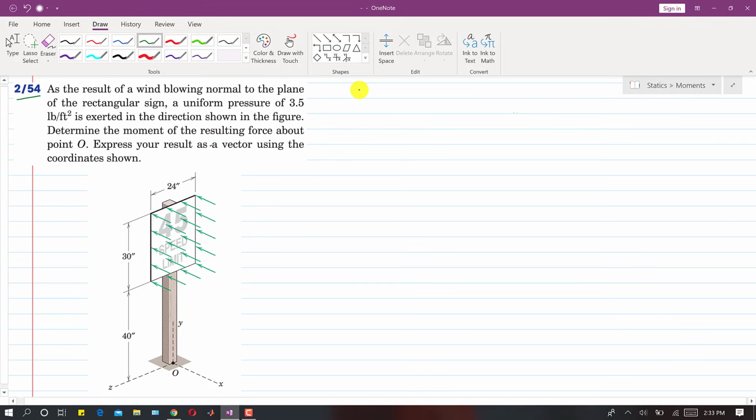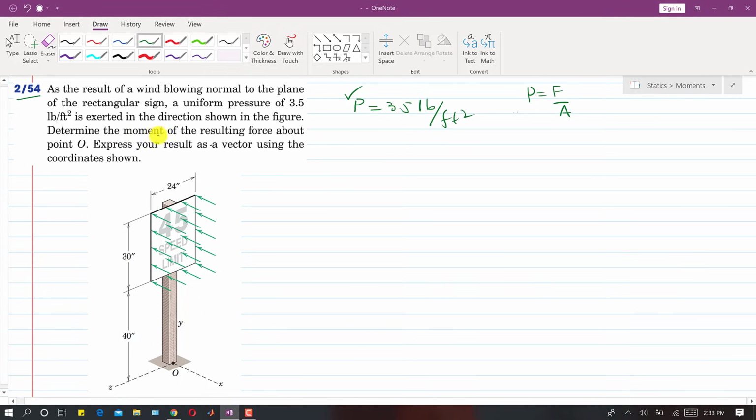The wind is blowing and a uniform pressure of 3.5 pound per feet square is exerted in the direction shown in the figure. So we are given the pressure, 3.5 pound per feet square. As we know, pressure is equal to force per unit area.